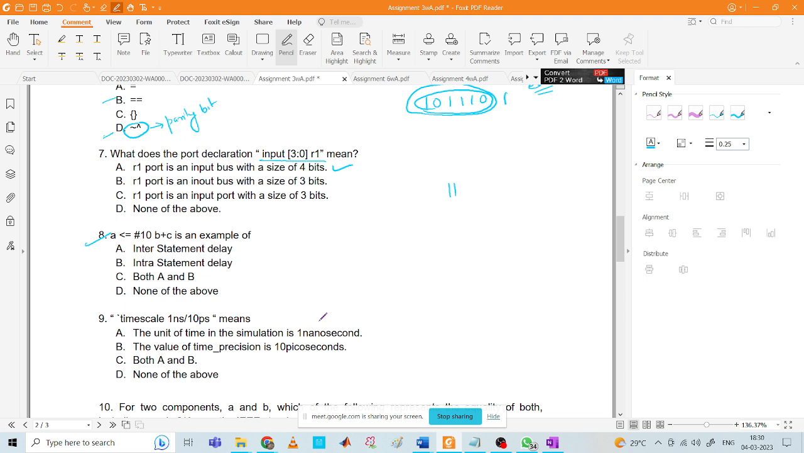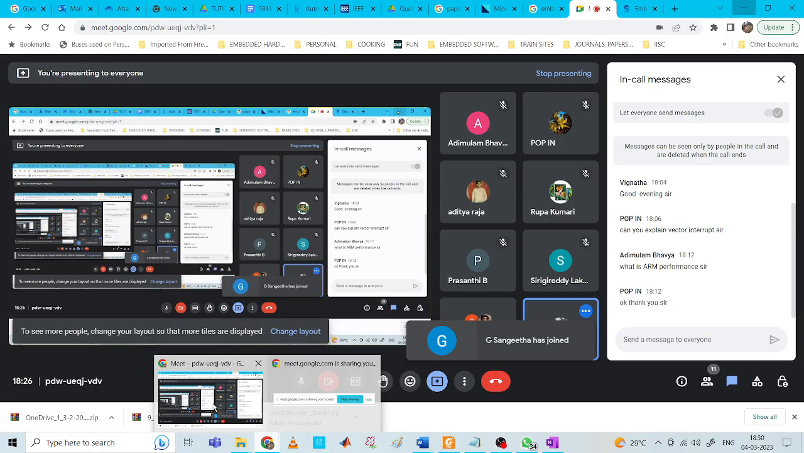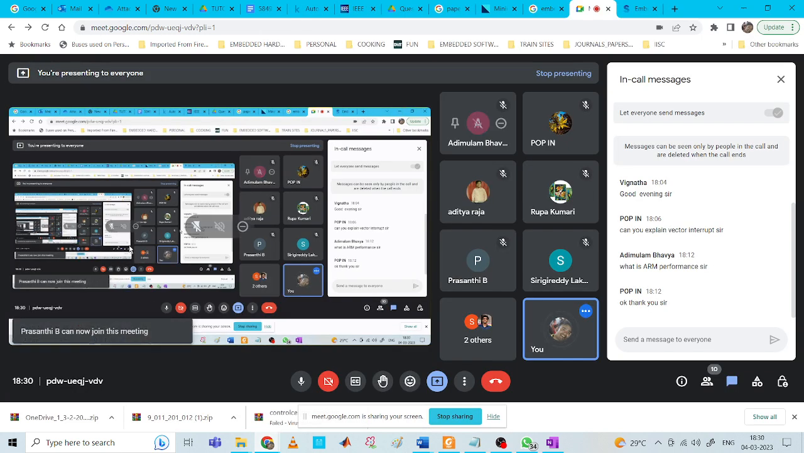Can anyone tell me what the time scale 1 nanosecond by 10 picosecond means? Anyone?